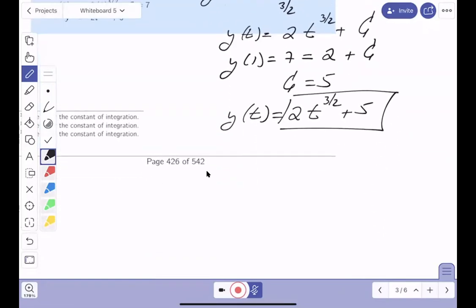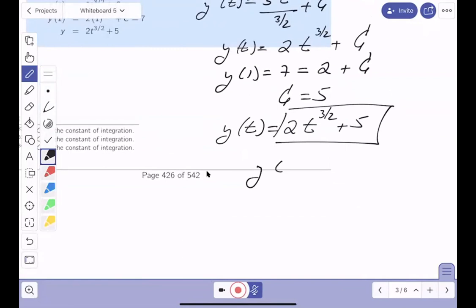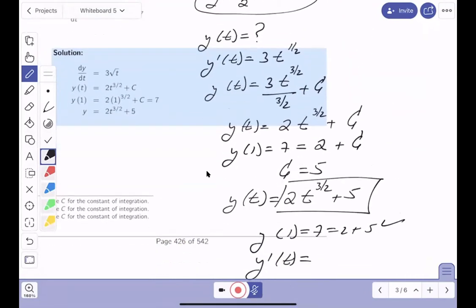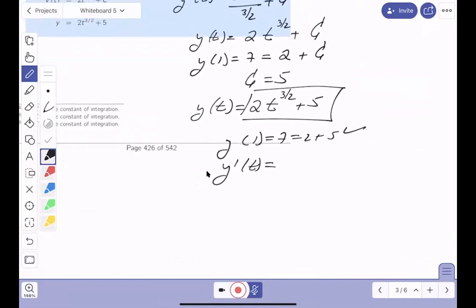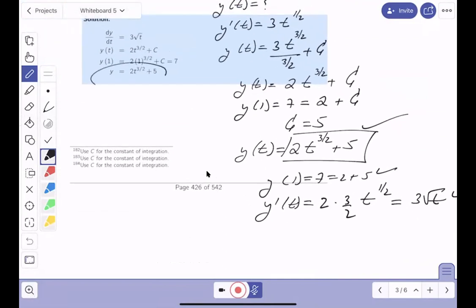Now, on exams, you don't have an answer key, so you should check it. They say y of 1 is 7. Well, let's see if that would give me 2 plus 5. That's true. And they told me the derivative was, let's do that derivative. So you check that out, by the way. What did they say the derivative was? Oh, 3 root t. What would that give you? 2 times 3 halves t, take away 1, that's a half. And what's that going to give you? 3 root t. That works out beautifully as well. This is the answer. Let's check in the answer key, though, and I'm seeing the answer as well. Let's go to the next one.